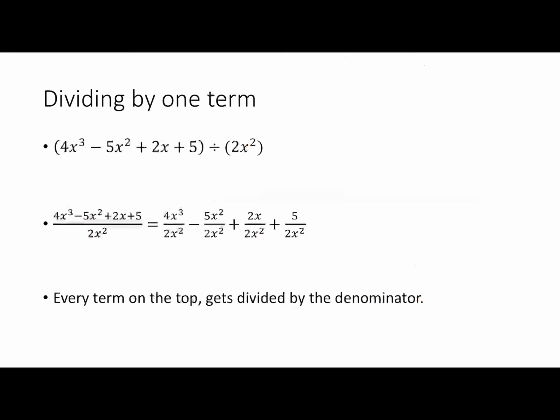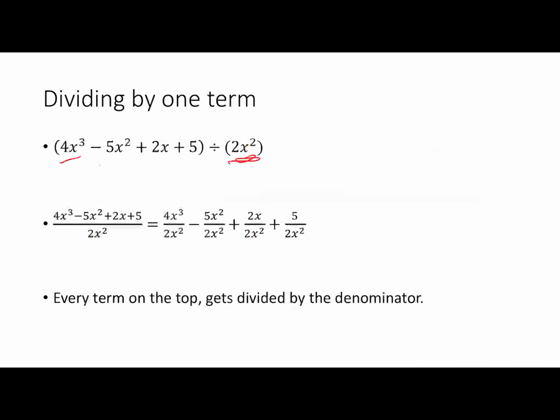So dividing by one term, this is what I want to talk about first. We have 4x to the power of 3 minus 5x squared plus 2x plus 5. Notice that I put parentheses around the whole thing, and then we're dividing by this divisor. This one doesn't actually need parentheses because it's only one term. I could have just said divided by 2, honestly, there. But I want to try it out with variables as well, so that you guys can see what happens to the x's over time. So what this means is that everything is being divided by 2x squared.